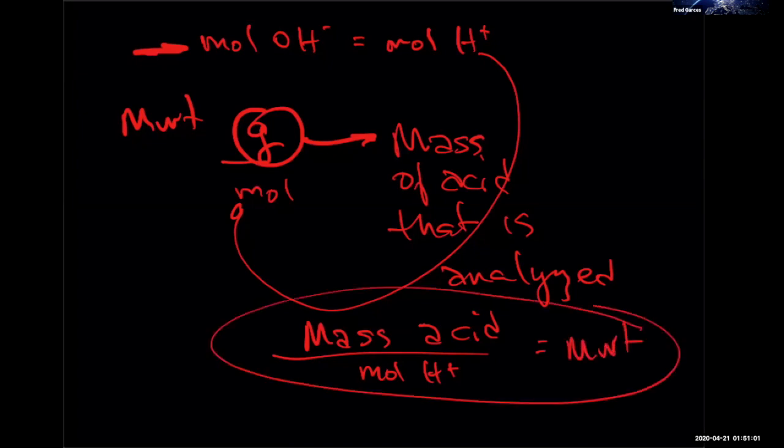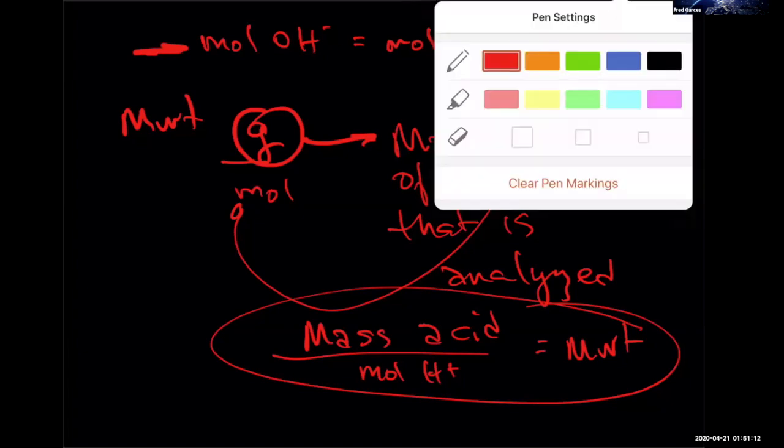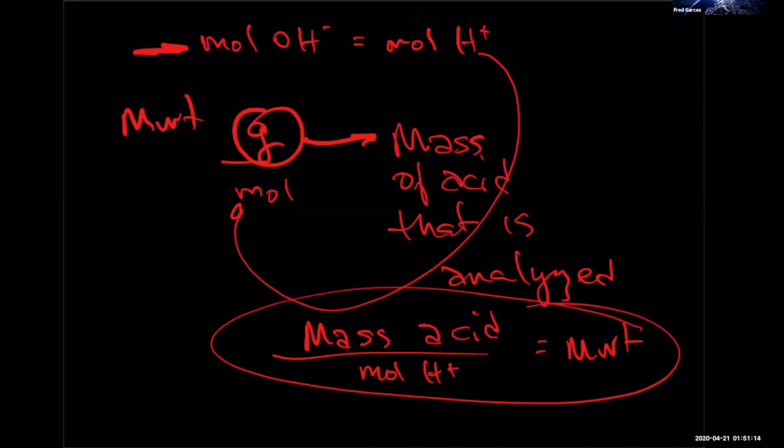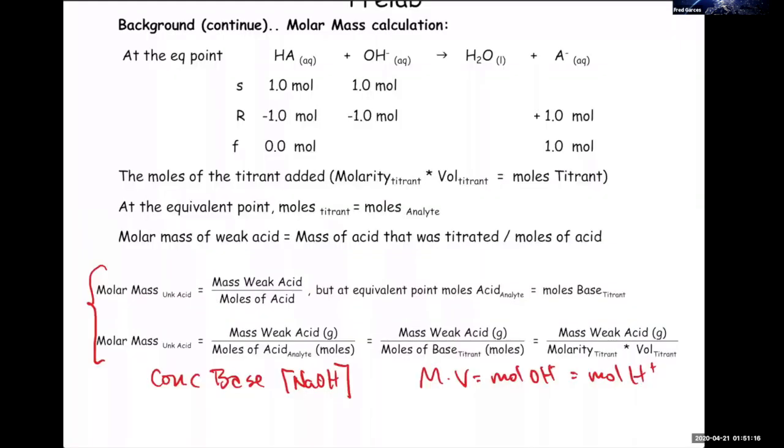Okay. So you can see the calculation is pretty straightforward, but you have to make sure that you know where to find that data. That red is really bright. Let me change to that. Anyway, that's this calculation right here. The mass of the acid, and then the moles of the base, which is equal to the moles of the acid, is just the molarity of the titrant times the volume of the titrant at the endpoint.